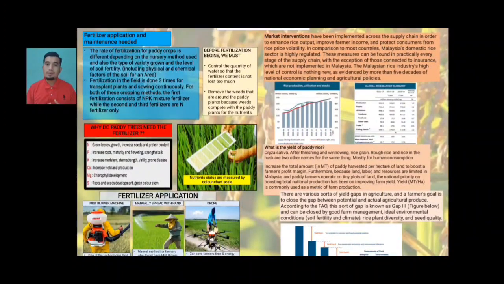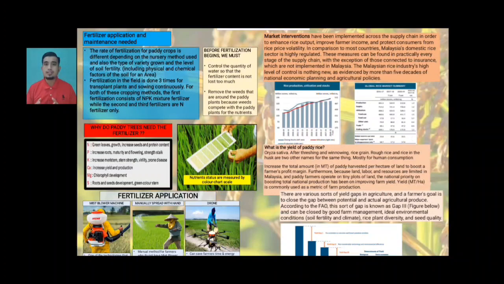Next, I will continue about fertilization. Fertilization is an important stage of every cultivation process to get more yield and quality. The rate of fertilization for paddy crop is different depending on the nursery method used, the type of variety grown, and also the soil fertility. Fertilization in the field is done 3 times for both transplanting and sowing continuously. For both of these cropping methods, the first fertilization consists of NPK mixtures and the second and third fertilization are N fertilizer only. Here the rice fertilization technique is done manually by sowing.